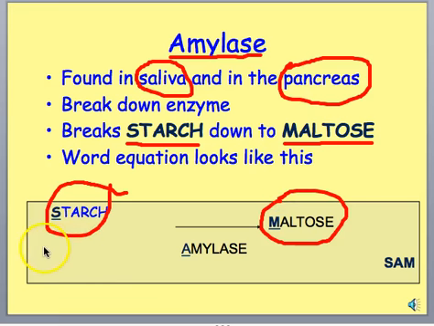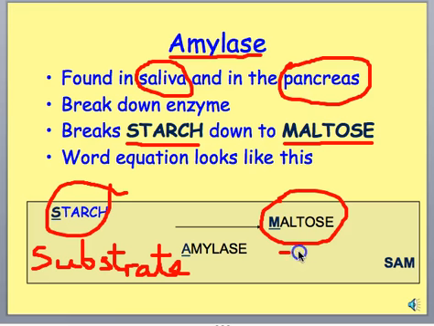Now we call this here the substrate. The substrate is the thing that the enzyme is working on, or the substance that the enzyme works with. So for example, starch here is the substrate of amylase. And this here, the maltose, is called the product. Now you'll see at the side here I've got this little thing called SAM, and that is a mnemonic to help you remember this enzyme: starch is broken down by an enzyme called amylase to maltose.